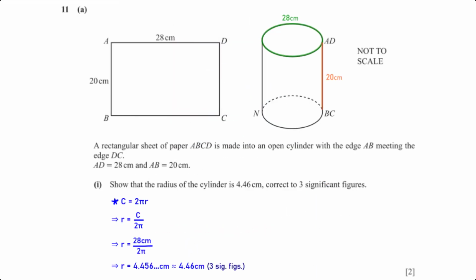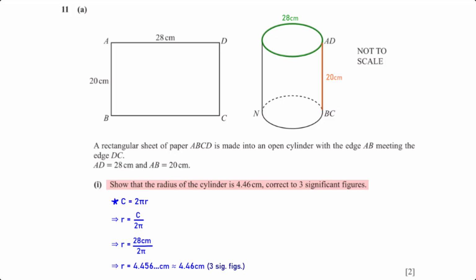A rectangular sheet of paper ABCD is made into an open cylinder with the edge AB meeting the edge DC. AD is 28 centimeters and AB is 20 centimeters. Show that the radius of the cylinder is 4.46 centimeters, correct to 3 significant figures.